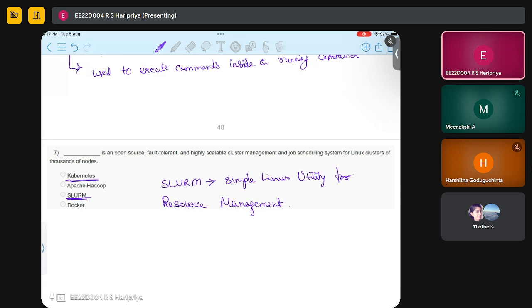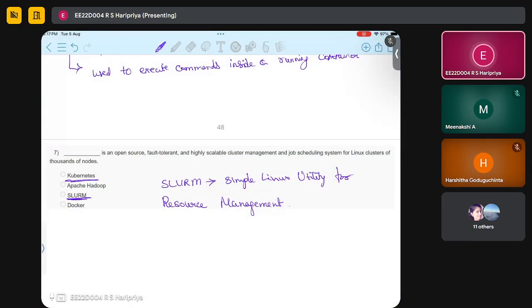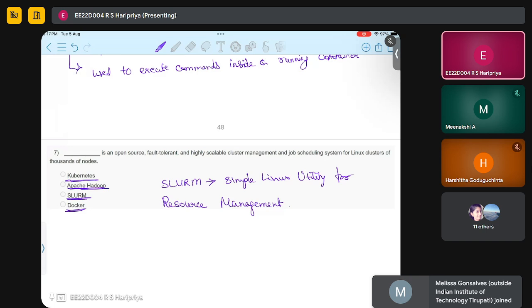Kubernetes is a container orchestration system mainly for managing containers or containerized applications. And this is a framework for distributed storage and processing of big data using MapReduce. And Docker is a platform for deployment using containers.